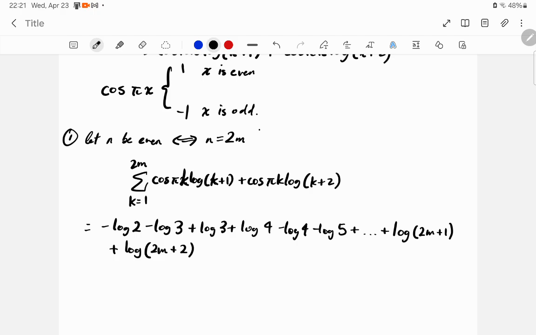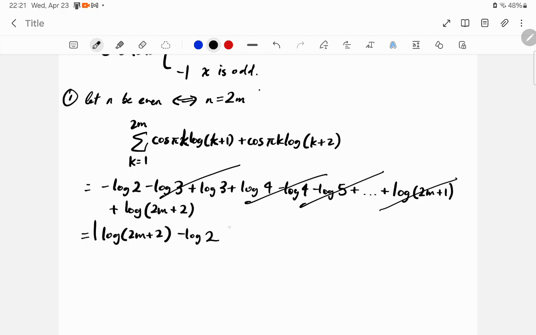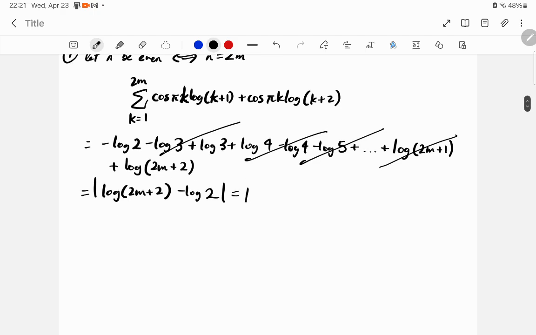Okay, now it doesn't take a genius to see that these terms will start to cancel out. In fact, you can see here that this is very clearly a telescoping sum. And so this entire sum just evaluates to log of 2m plus 2 minus log of 2. And we want the absolute value of this sum to be equal to 1. So solving this, I can combine these logs together to get log of m plus 1. And this is equal to either negative 1 or 1.